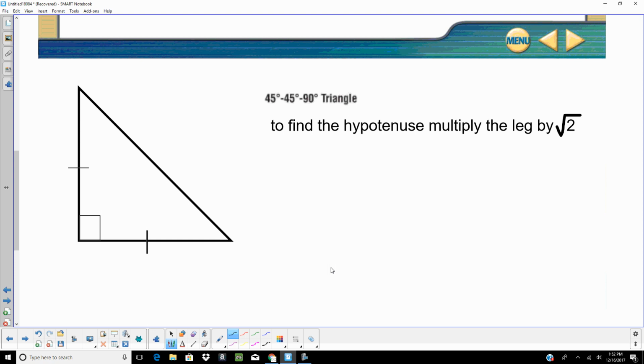Let me sum that up right now. To find the hypotenuse, multiply the leg by radical 2. So if this was 5, my other leg would have to be 5. My hypotenuse would be 5 radical 2.